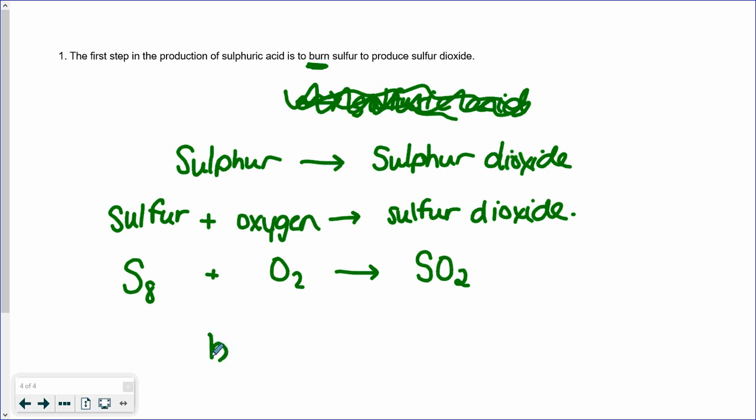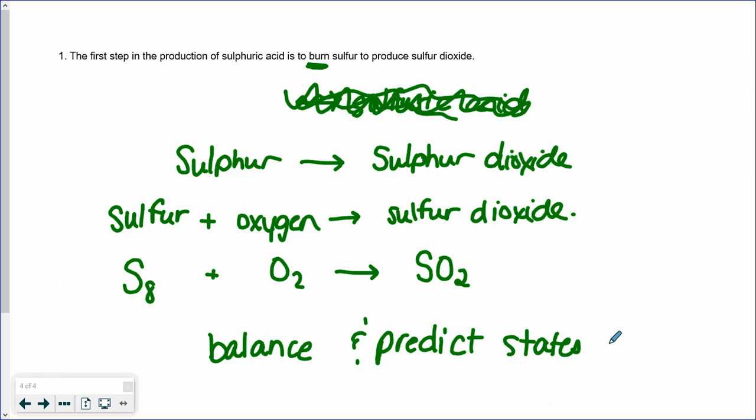From here, you need to balance it and predict the states of all. So you can see what you need to do for each of these questions. You need to take it from a sentence, write it into a word equation potentially, then write it into a chemical equation. Again, all of your compounds need to be right. Then you need to balance it, and then you need to predict the states of all of them.